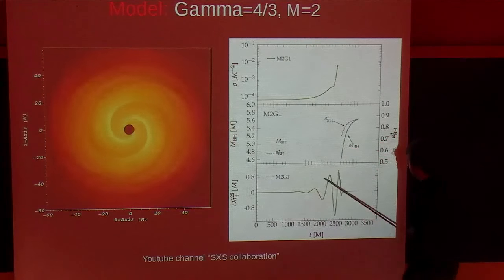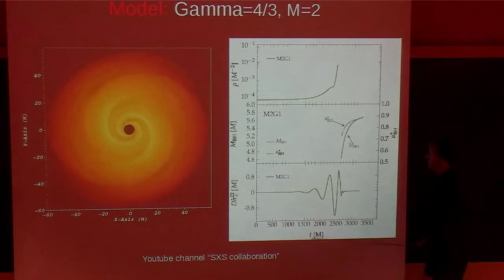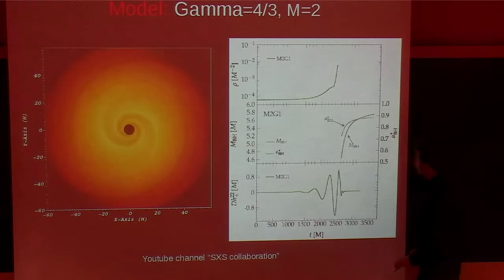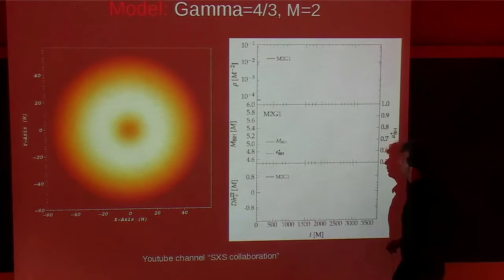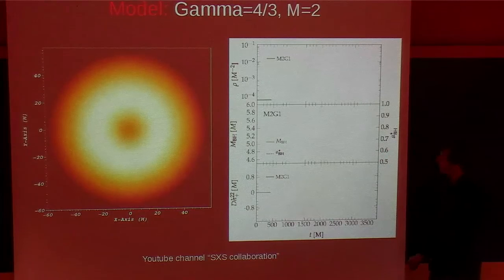In this case, the gravitational wave signal is a bit more pronounced because the M equals 2 structure emits gravitational radiation much more efficiently. Again, in the very end, you end up with a spin of about 0.9, and again approximately 85% ends up in the black hole.